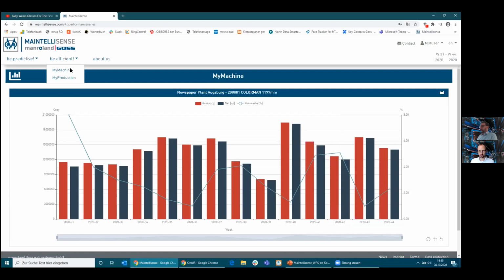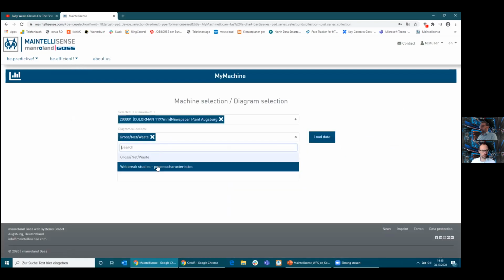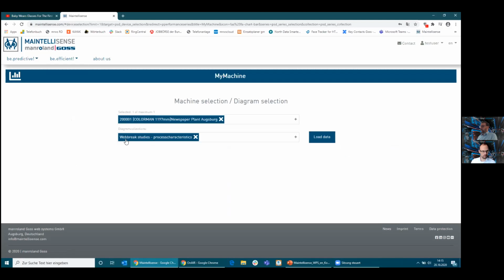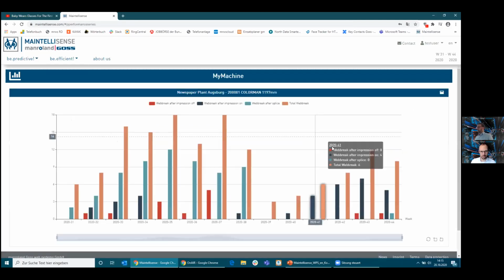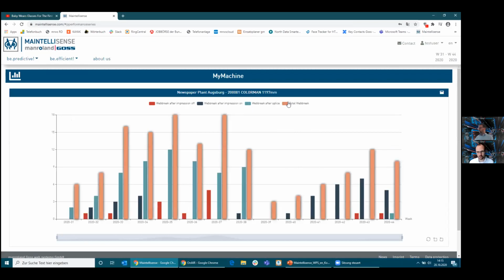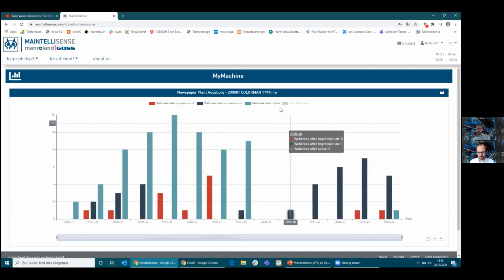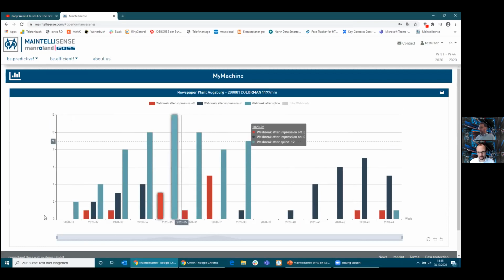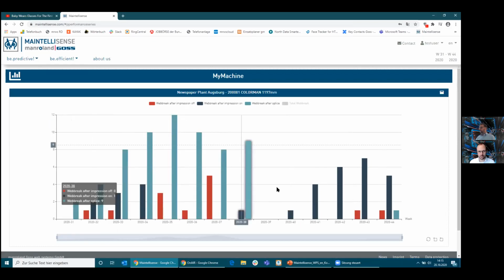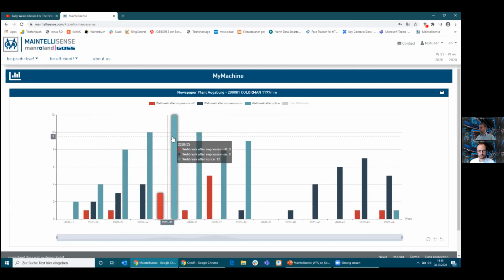So I can take a deeper look and check, okay, I would like the web breaks. Where do I have most of the web breaks? Is it after impression off? Is it after impression on? Is it after the splice? And here it is in total. And here you get it, with one click, you get a feeling that in this period, it seems that this press has tremendous problems, up to 12 times a week, problems with a web break after the splice. So there should be a problem with your resplicer.